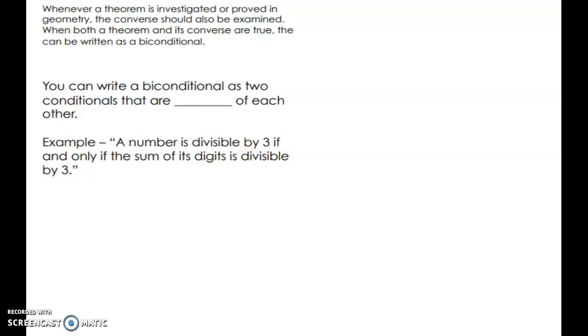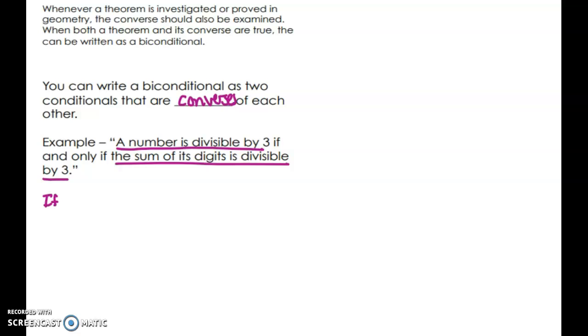All right, let's look inside the flap. So it says, whenever a theorem is investigated or proved in geometry, the converse also needs to be examined. So when both a theorem and its converse are true, it can be written as a biconditional. That's what we just talked about. So it says you can write a biconditional as two conditionals that are converses of each other. So let's look at this example. A number is divisible by 3 if and only if the sum of its digits is divisible by 3. So this is a biconditional. So it's saying, hey, you can take that biconditional and you can write it as a conditional and its converse. So let's write it as a conditional, which is an if-then statement.